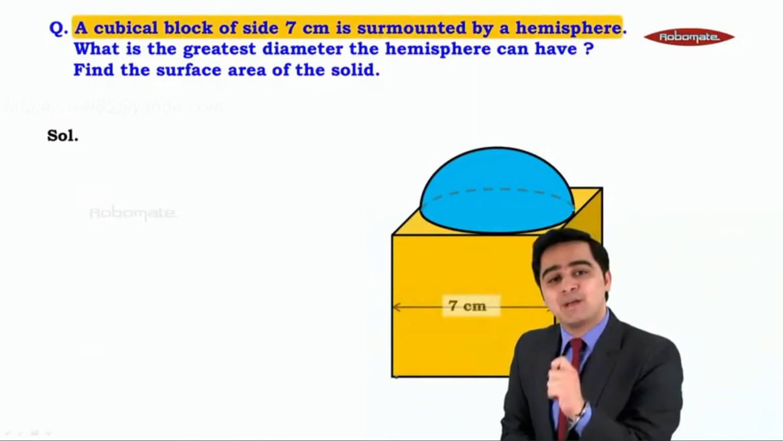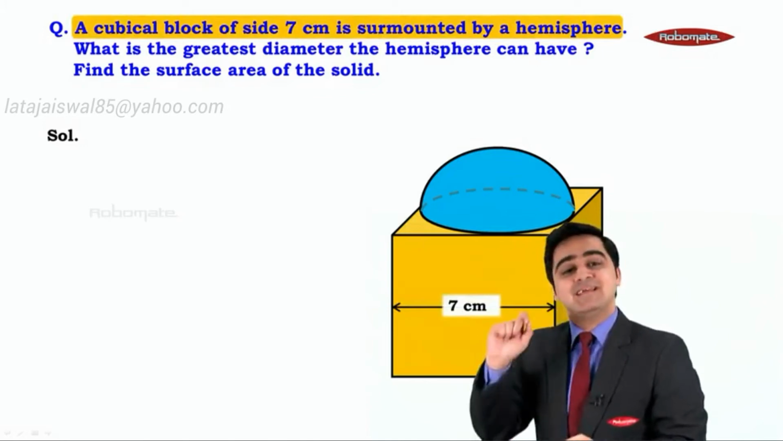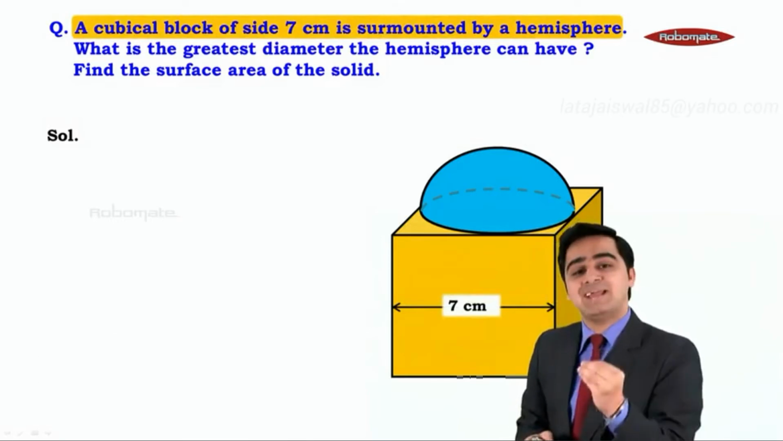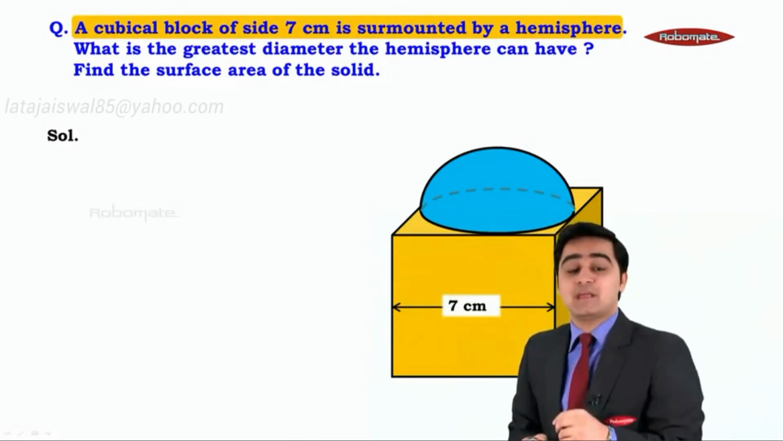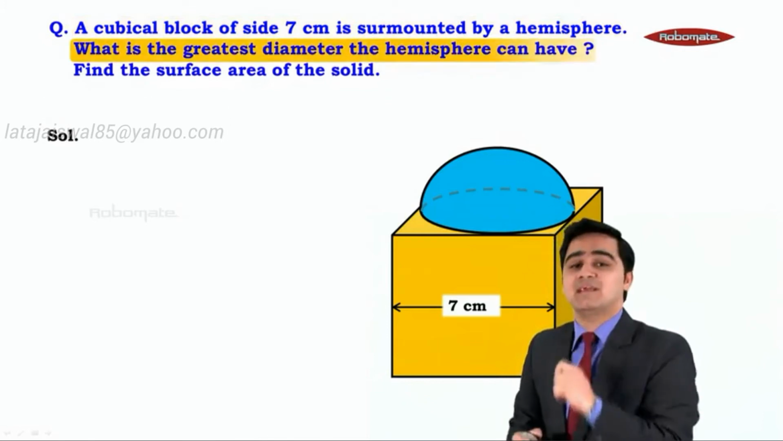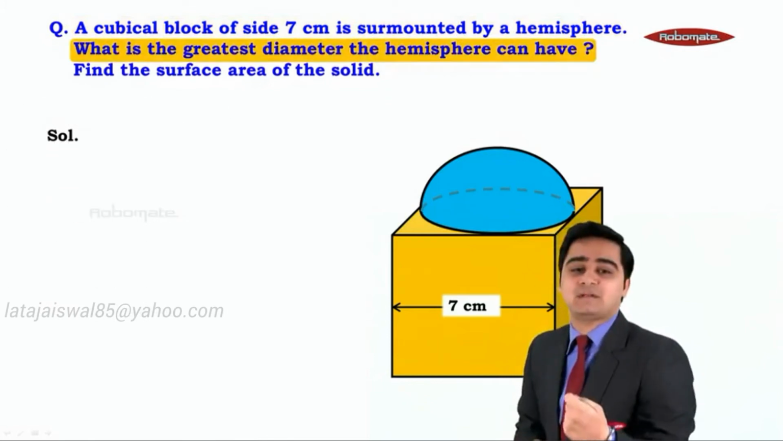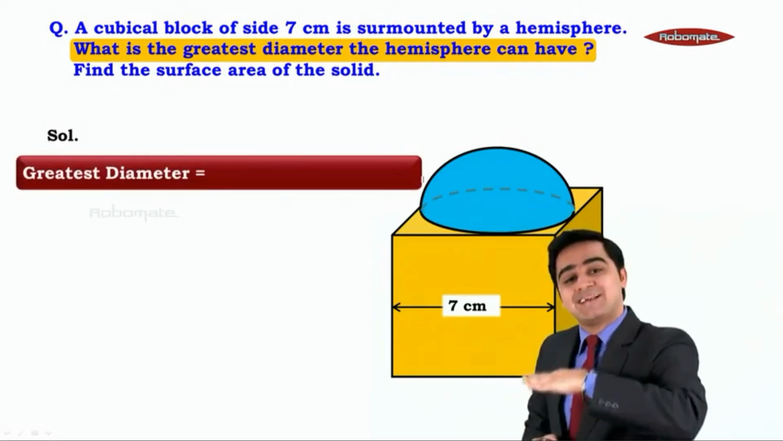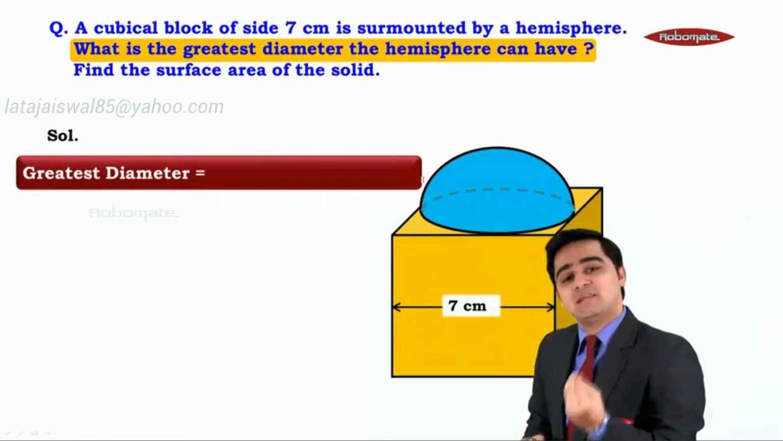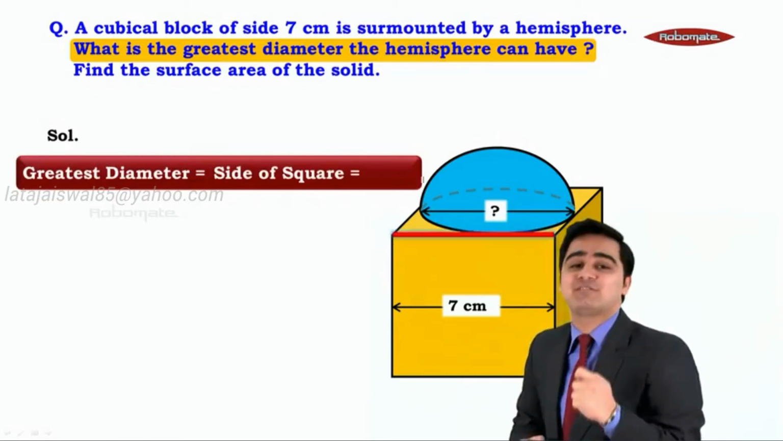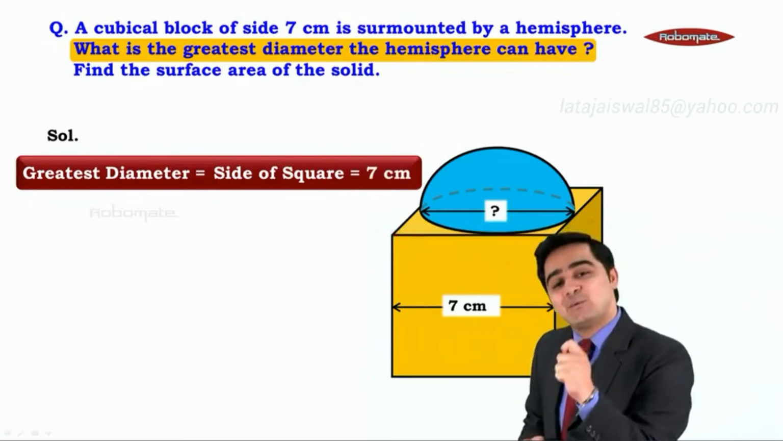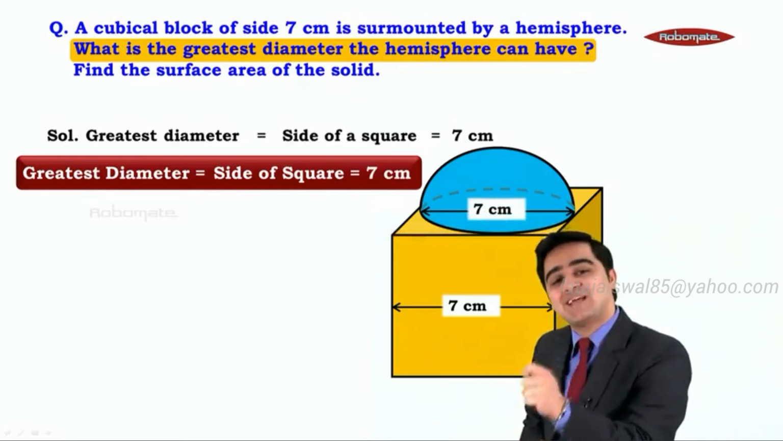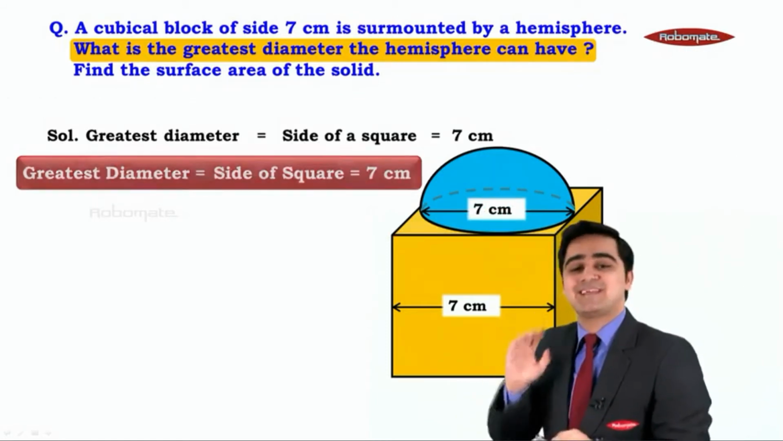It says that a cubical block of side 7 cm is surmounted by a hemisphere. We have been provided with a cubical block and it is fitted with a hemisphere. Now the first question they have asked us is, what is the greatest diameter the hemisphere can have? If we observe very carefully, the greatest diameter the hemisphere can have is equal to the side of the cube, and the side of the cube is 7 cm. So the greatest diameter of the hemisphere is equal to the side of the cube, and it is 7 cm.